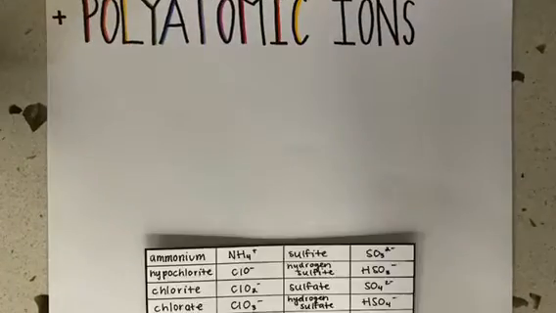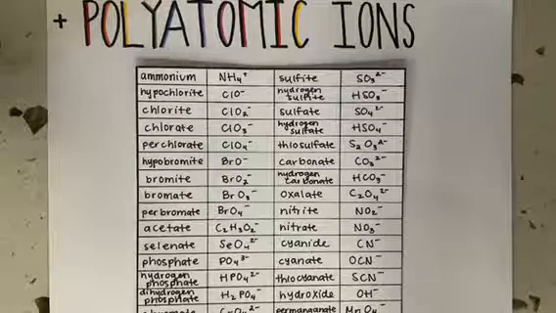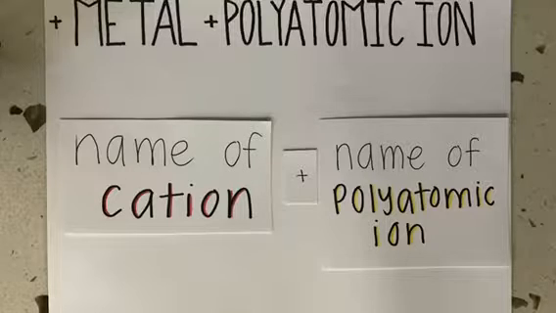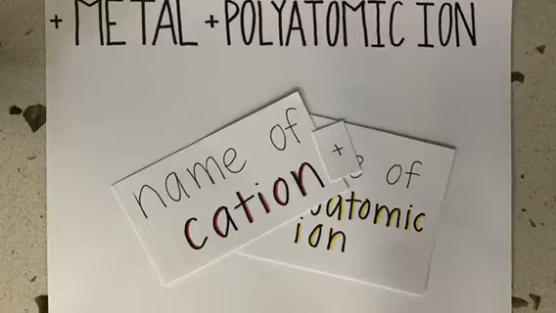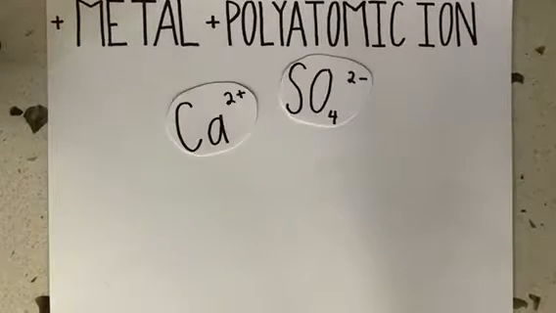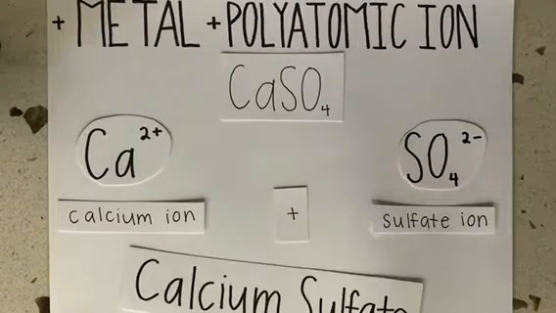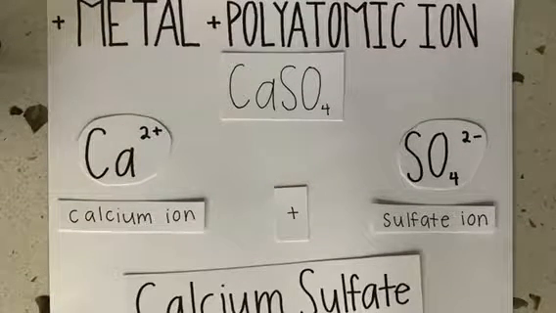Before moving on to the next type of ionic compound, I have provided a chart listing the polyatomic ions and their charges that you'll need to memorize in order to master ionic nomenclature. To name an ionic compound consisting of a metal and a polyatomic ion, all you have to do is name the cation and then the polyatomic ion. Here we have CaSO4. First, identify the cation and anion and then name them. In this compound, we have a calcium ion and a sulfate ion, so the name of CaSO4 is calcium sulfate.